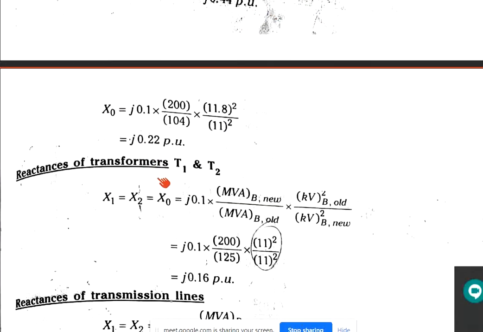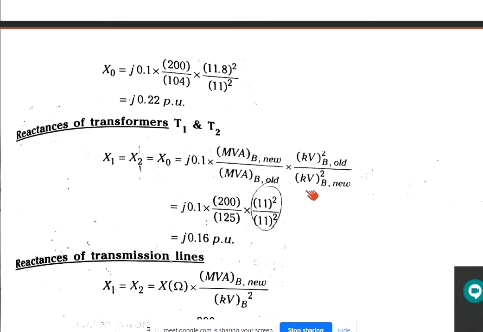Similarly you need to find the reactance of transformers T1 and T2. In the transformer they had been given X1 equals X2 equals X naught. Apply the same formula. Here the transformer primary voltage I need to take: both T1 and T2 are 11 kV. So I had taken 11 squared, and 200 by 125, where 200 is the new base value and 125 is the old base value. So you will get 0.16.